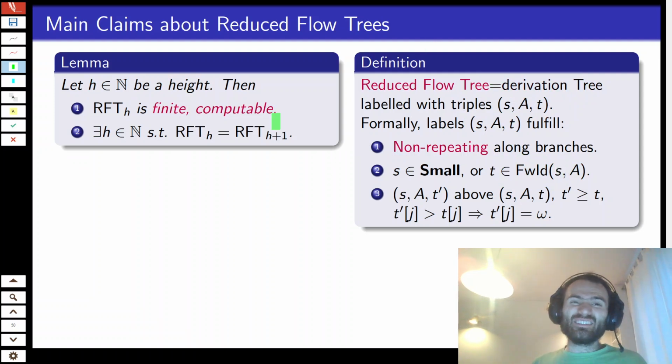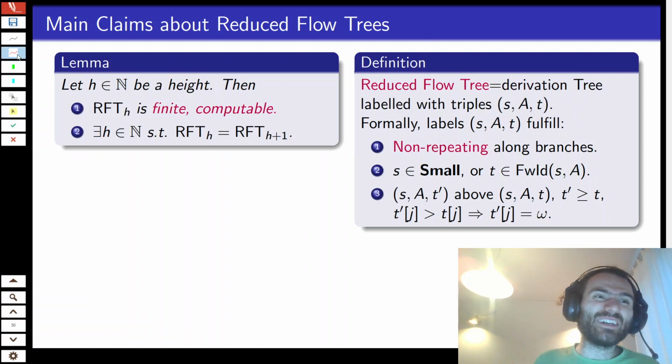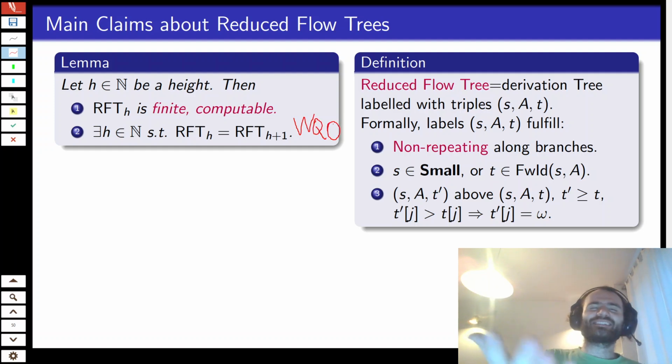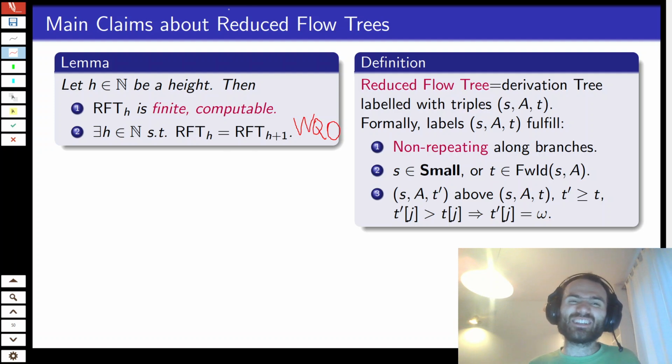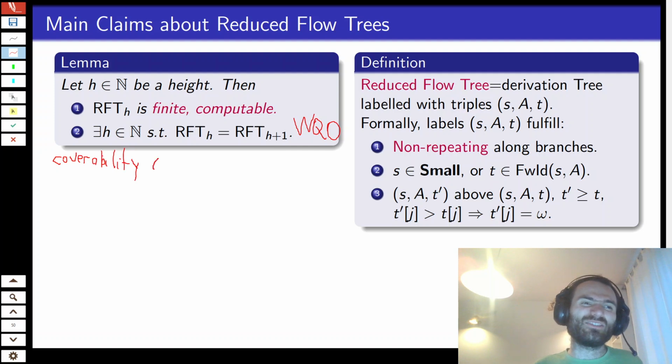Then the second one, this here follows by a typical WQO argument. I'm not going to go into the details, but essentially the acceleration guarantees that eventually you should have found an acceleration. So it's similar to building a coverability tree. Similar to how coverability trees are finite, the RFT construction is also finite.